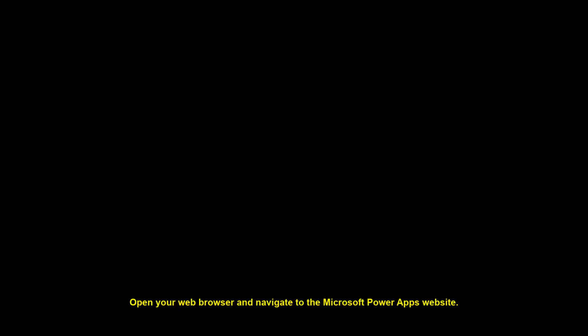Open your web browser and navigate to the Microsoft Power Apps website. In the top right corner, click on the Sign In button. You will be redirected to the Microsoft Sign In page.